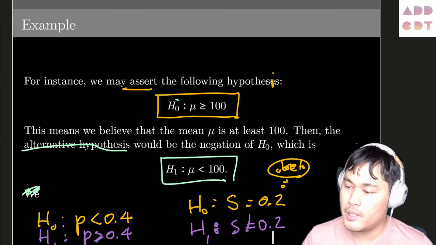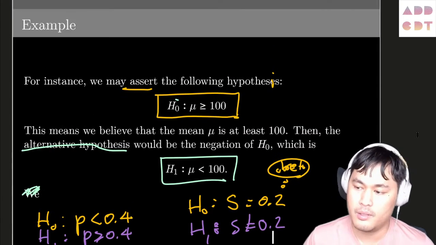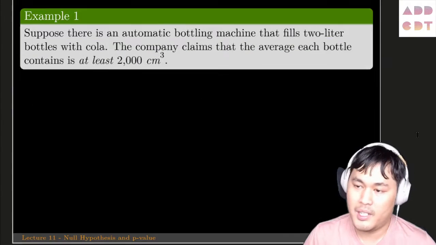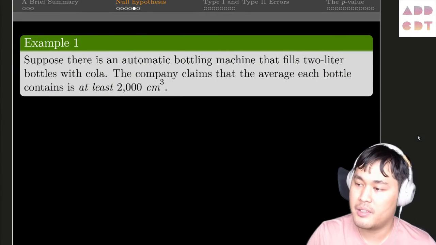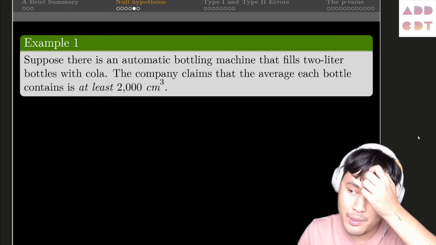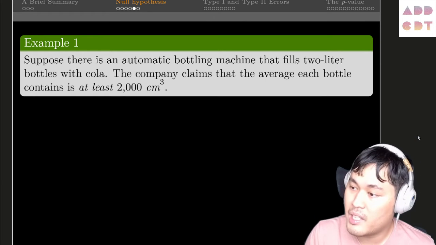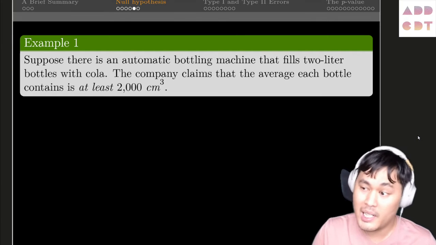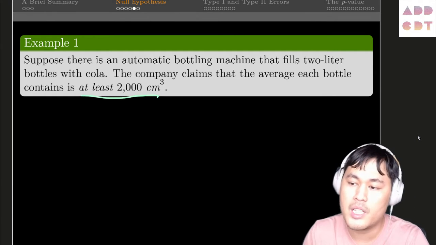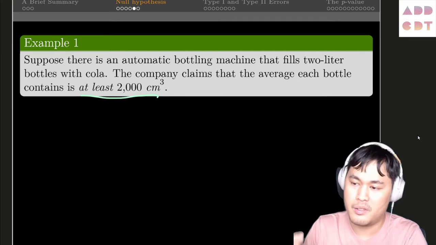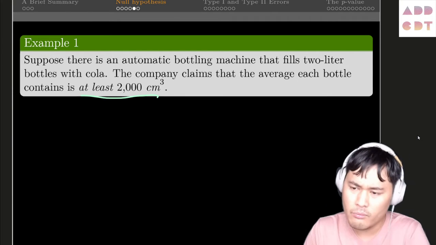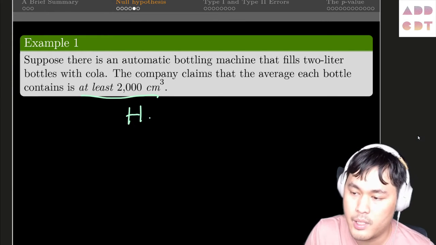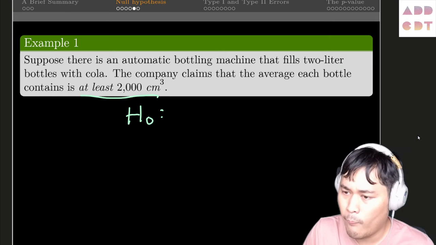And so that's the hypothesis that we have to start with. Let's see more examples. Suppose, same example from last time, we have a machine that fills 2-liter bottles with cola, and the company claims that the average is at least 2,000 liters, or cubic centimeters. If you want to transform that into a null hypothesis, simply say this.